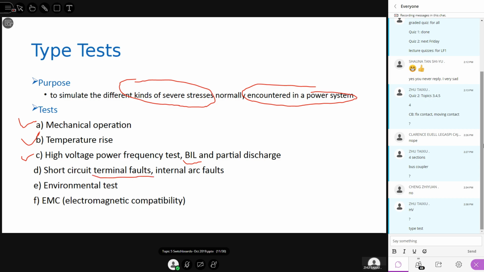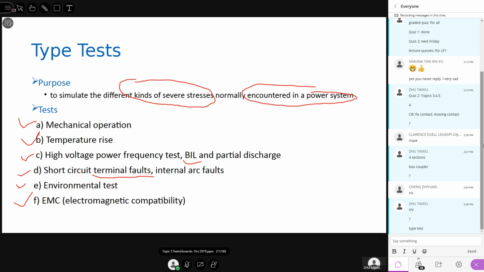Short circuit test, terminal test. That means really short circuiting the terminals and testing the switchboard, including internal arc faults. Then also the environment test, especially if your switchboard is going to be used in, for example, the marine industry. The environment is very different, right? Because the environment over there is harsher.